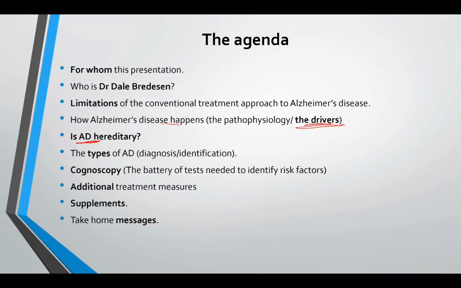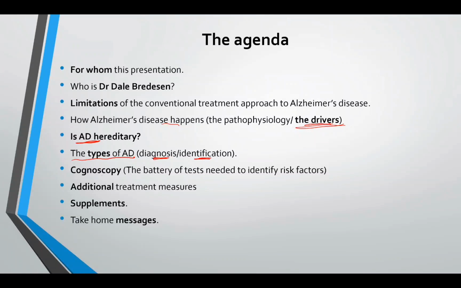Is Alzheimer's disease a hereditary disease? Then the types of Alzheimer's disease, because Alzheimer's disease is not only one type. It depends on different causes and different risk factors. So I'm going to go through the diagnosis, the type, how to diagnose each type, I mean identification of each type, and treatment of each type.